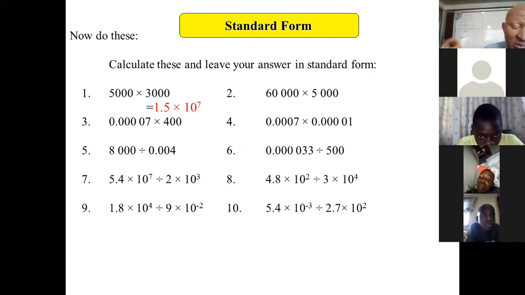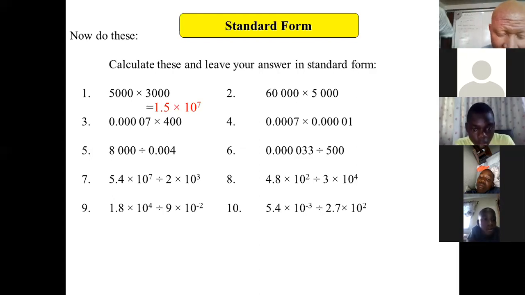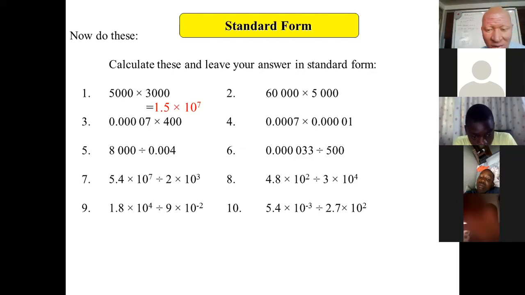The number of times you have to shift your decimal point will be 7 times before 1. So you get 1.5 times 10 raised to the power 7. But the multiplication will always be a very long one, before you can multiply 5,000 by 3,000 to get 15 million. So all you need to do is just to use standard form.